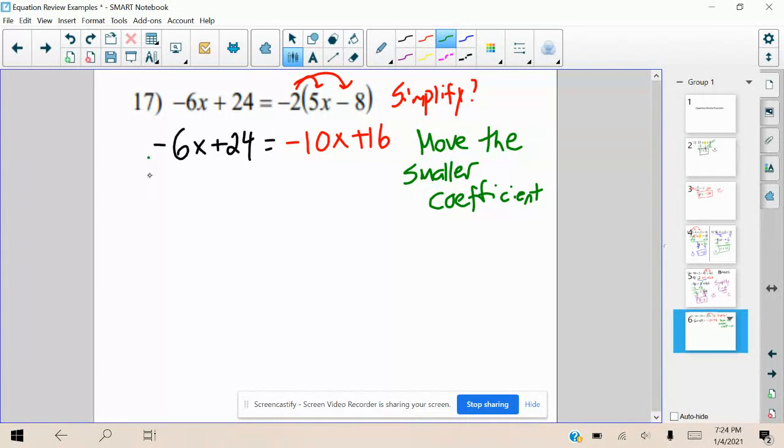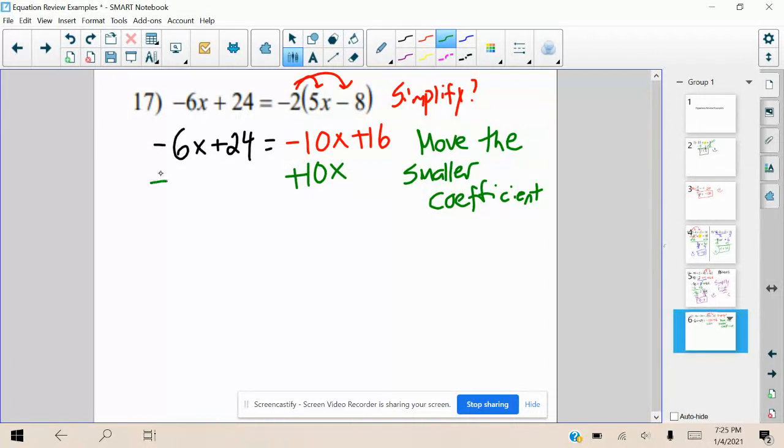So the coefficients that we're going to be comparing are negative 6 and negative 10. Which number is technically smaller? Yeah, negative 10. Because I don't know about you, but I wouldn't want to owe $10. I mean, I don't really want to owe $6, but I'd rather owe 6 compared to owing 10. So we're going to move the smaller coefficient.